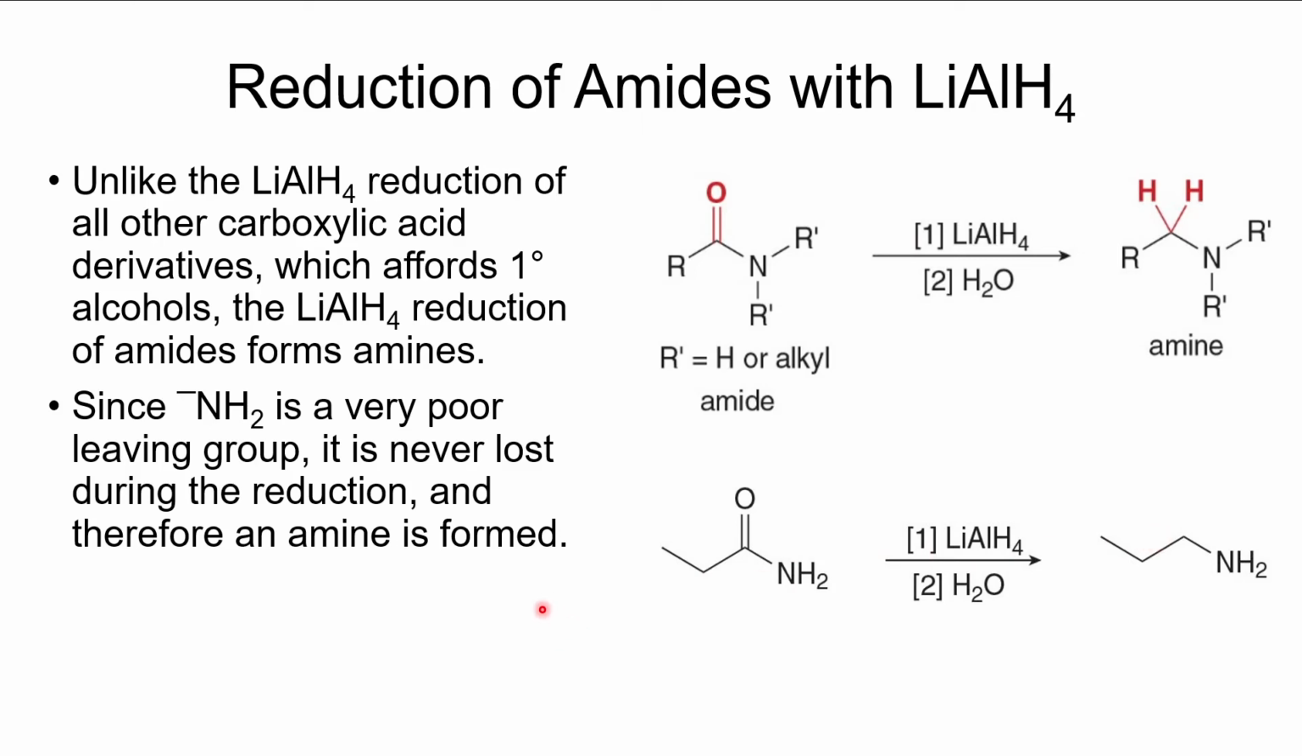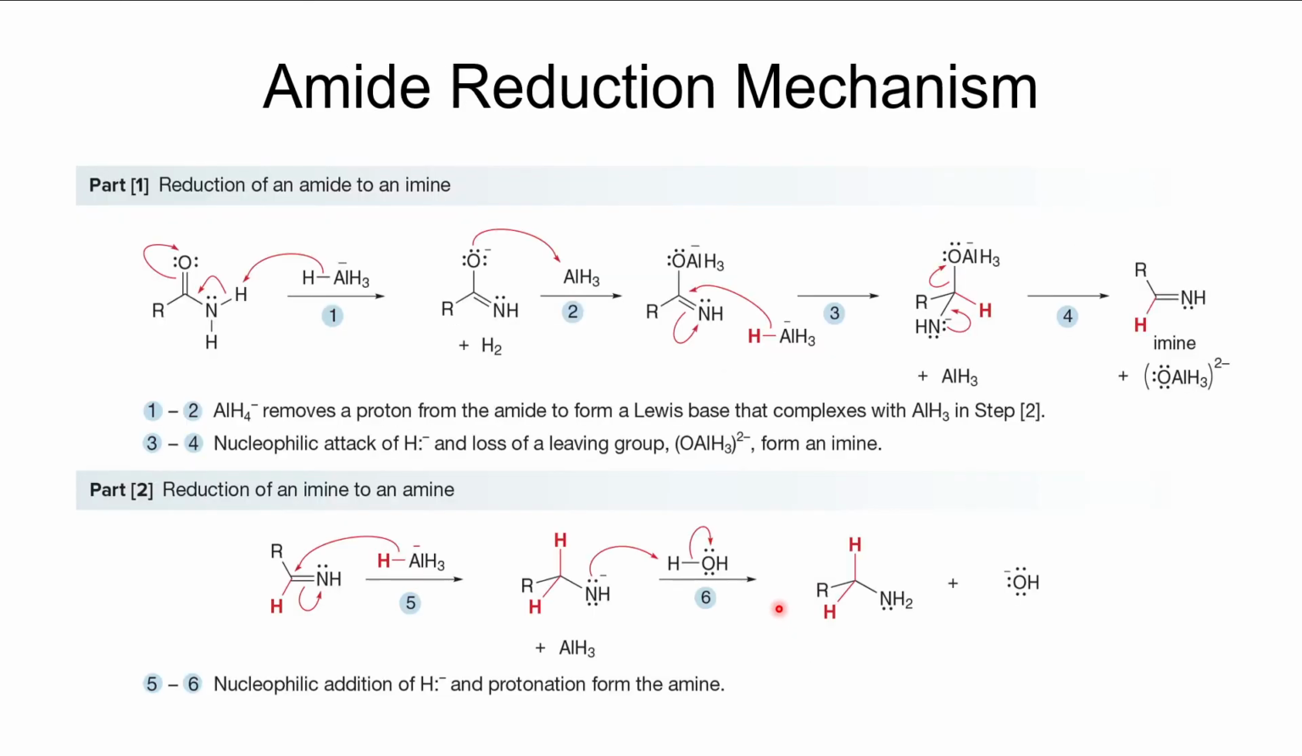Now, we're going to take a brief look at the mechanism, which will help to explain why we don't get the alcohol. So here is the mechanism. This is a primary amide. Secondary amides work very similar. The tertiary amide has a slightly different mechanism, and you'll see the reason why in just a second.